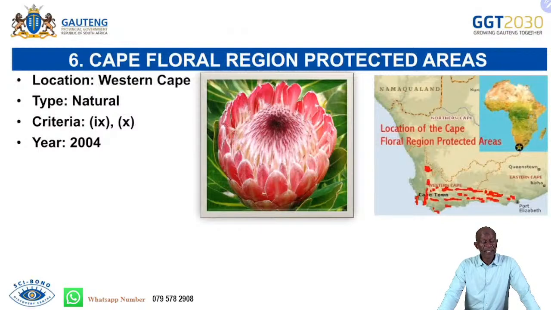The sixth one is the Cape Floral Region Protected Areas. It must be written in full as it appears. Cape Floral Region Protected Areas. It has to be written as indicated here. It shouldn't be the Cape Floral Protected Region Areas or otherwise.